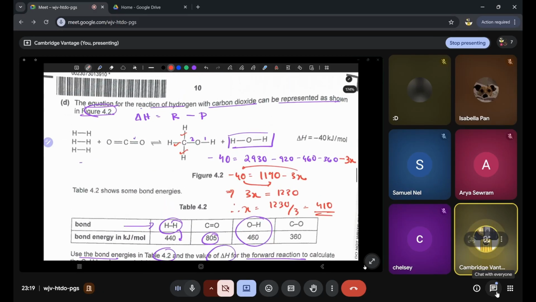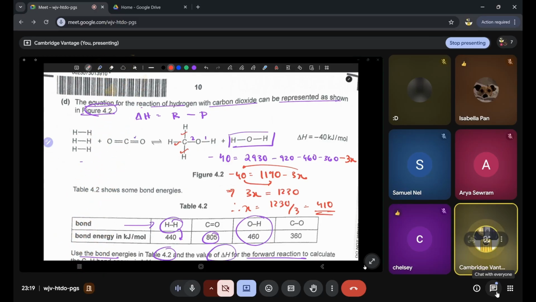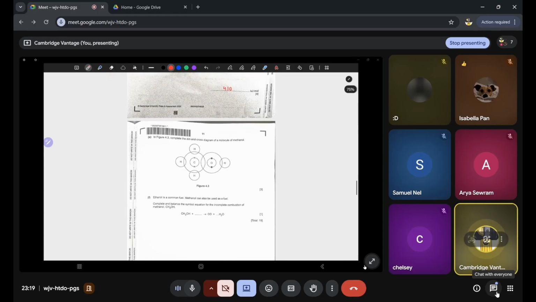Is this process clear for all of you? The main formula over here is enthalpy change is reactant minus product, and then you just form the equation using the relevant bond energies. All right, thank you for answering, students. Let's move on to the next part.